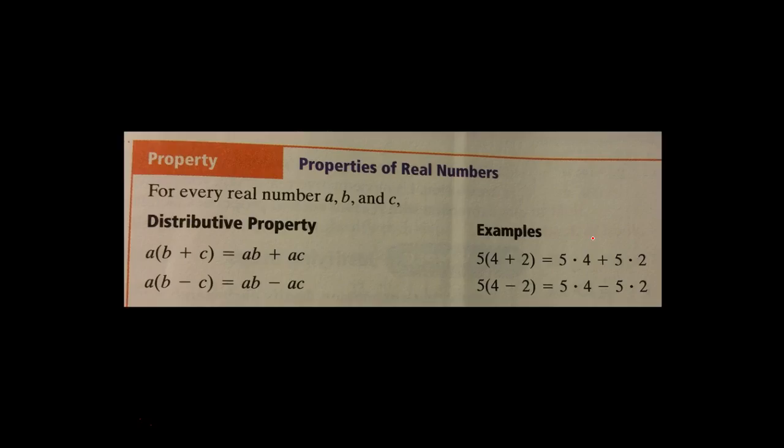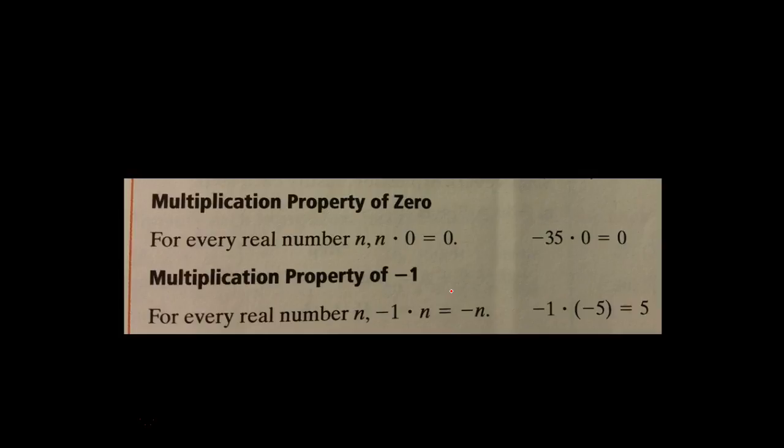Our next box is properties of real numbers. The distributive property is just stating little rainbow, big rainbow. So we have A times B plus A times C. And then the same thing holds true when it's subtraction versus addition. So little rainbow, big rainbow, AB minus AC. You can pause the video and take a look at these examples if you still have questions.